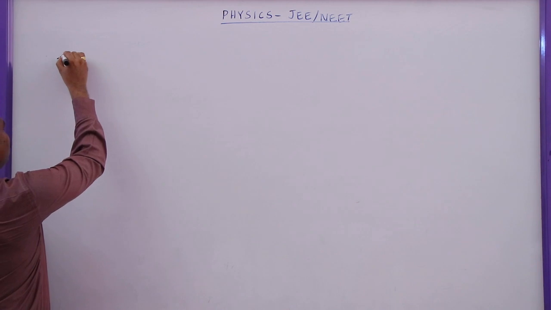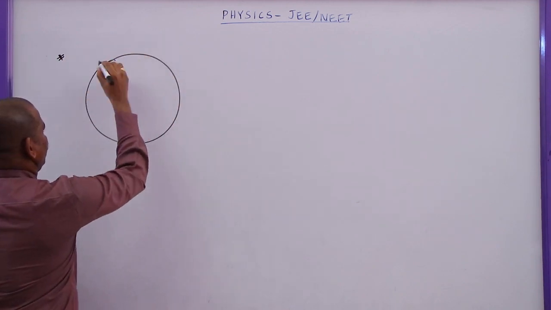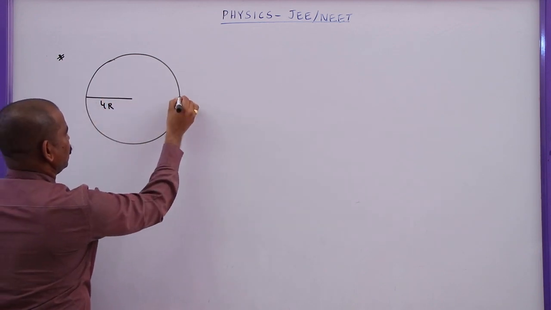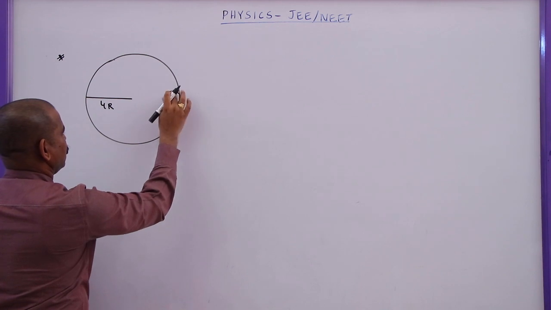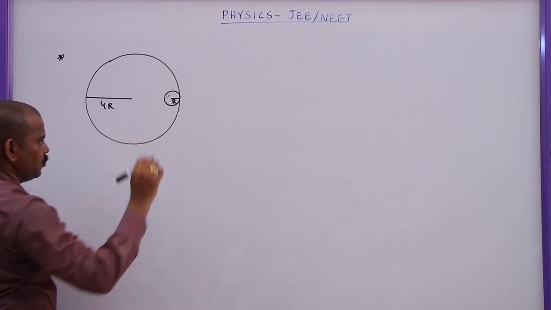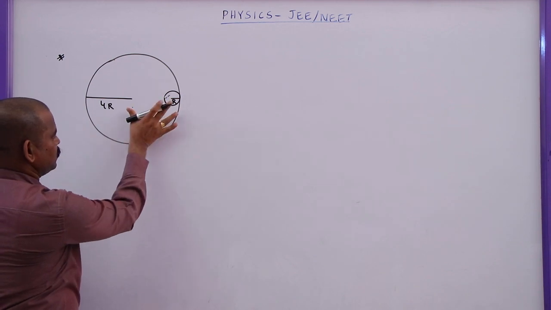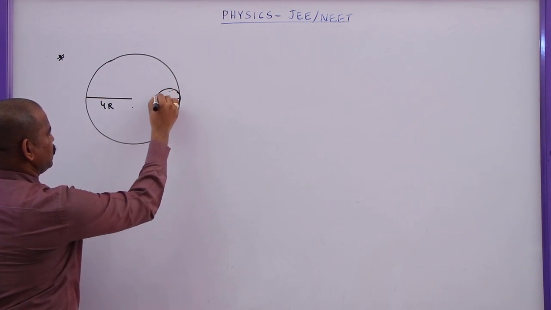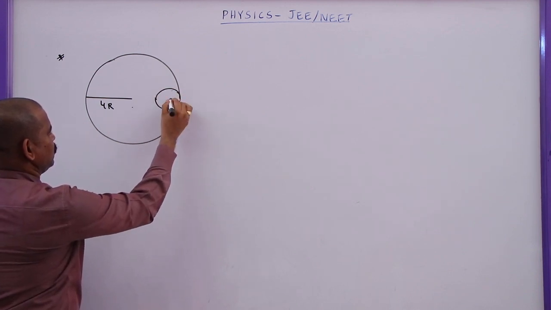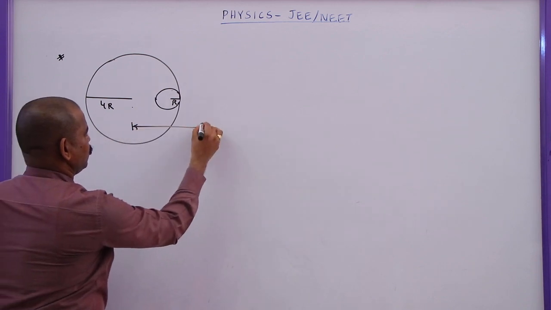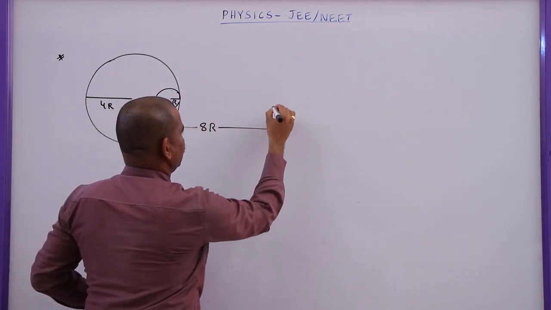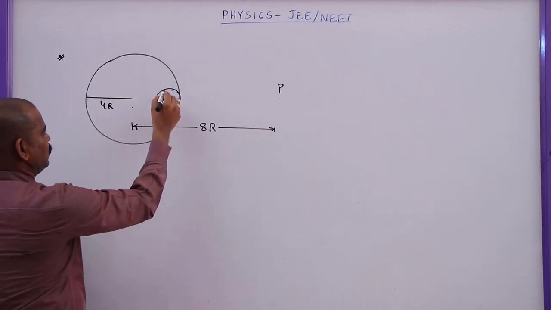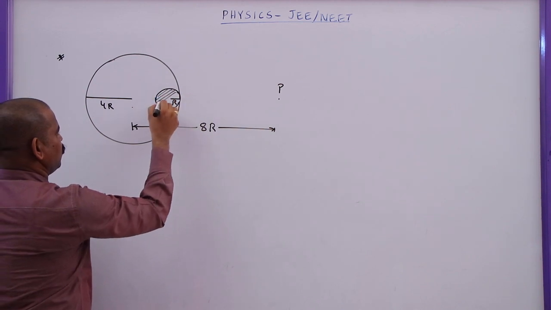Now, from a solid sphere of radius 4r, a small sphere of radius r is removed. So from here to here, this is 4r, this is r. Let me draw a bigger one here. So radius r is removed. What is the electric field at this point P? To find the electric field, this portion is removed. This is the removed portion.